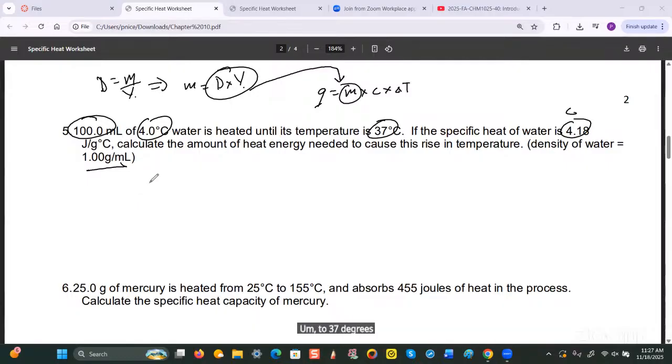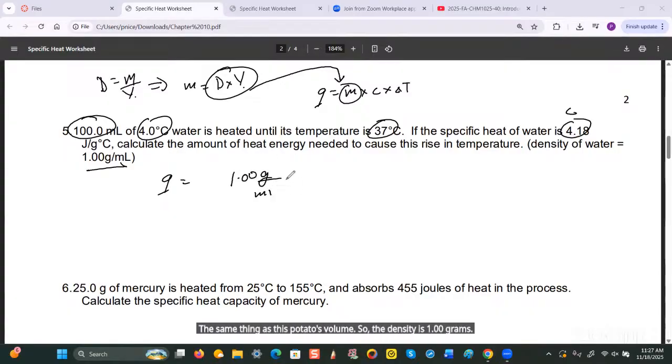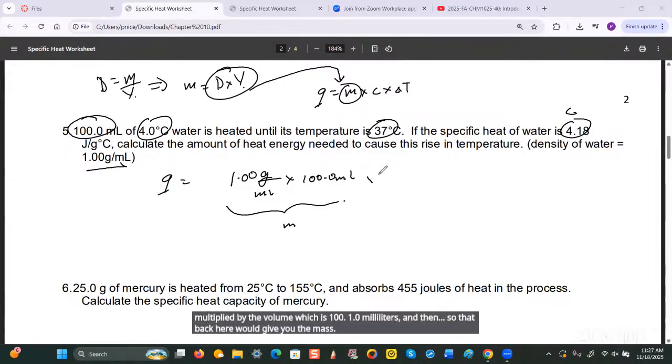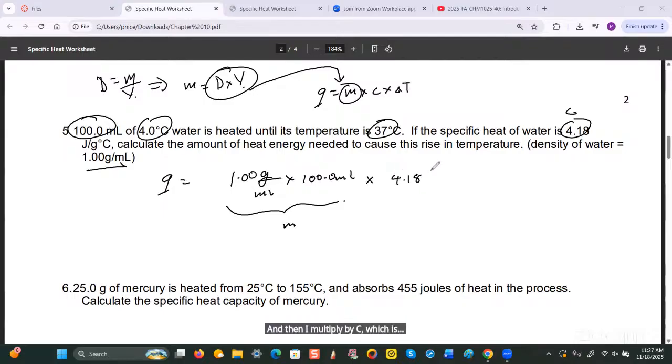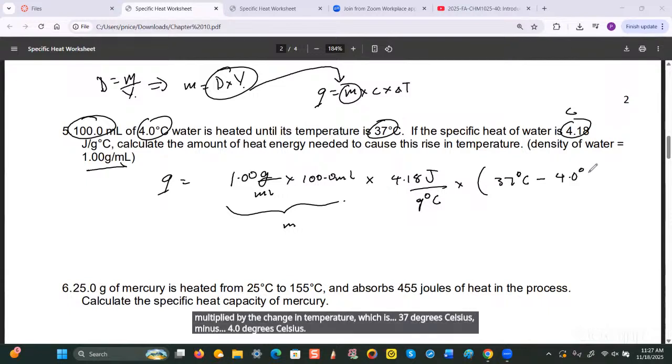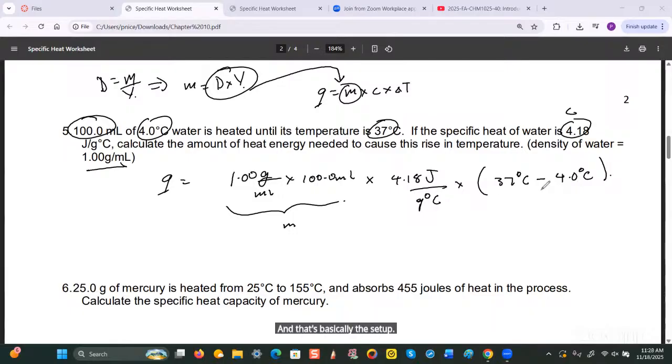So basically, we're going to start off with Q is equal to, as I said before, the mass, which is the same thing as density times volume. So the density is 1.00 grams per mL, multiplied by the volume, which is 100.0 milliliters. That part will give you the mass. And then I'll multiply by C, which is 4.18 joules per gram degrees Celsius, multiplied by the change in temperature, which is 37 degrees Celsius minus 4.0 degrees Celsius. And that's basically the setup. So 37 minus 4, that part will give you 31 degrees Celsius.